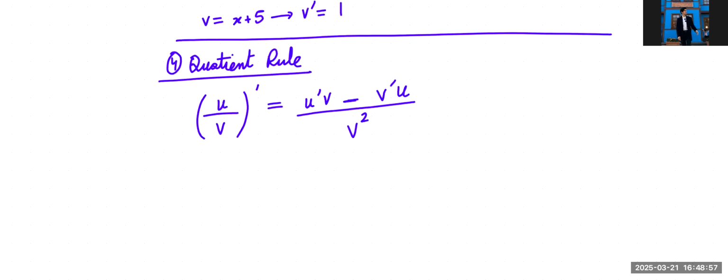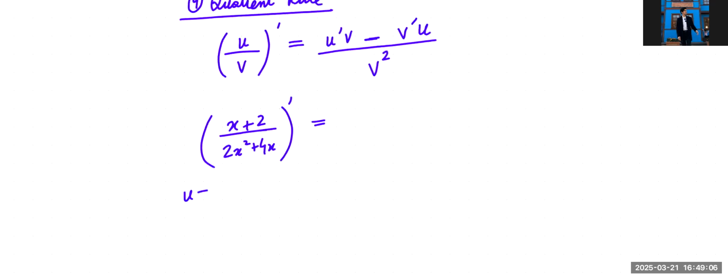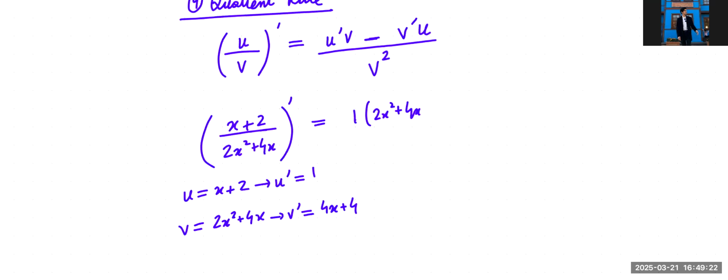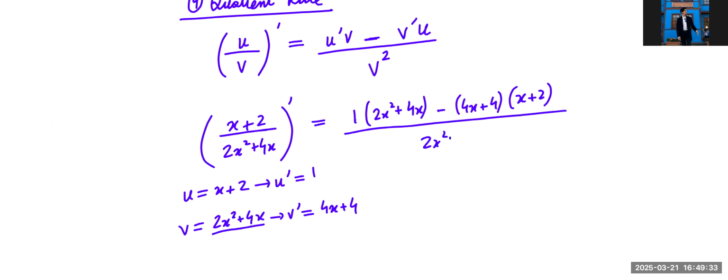So for example, if you have x plus 2 over 2x squared plus 4x, and you want to derive this whole thing, first figure out what u is. U is always the top, v is always the bottom in the quotient rule. So u prime would just be 1, and v prime would just be 4x plus 4. Now just put it all together. So u prime times v minus v prime times u, and divide this all by v squared, which is 2x squared plus 4x whole squared. And that's it. That's how you use the quotient rule.